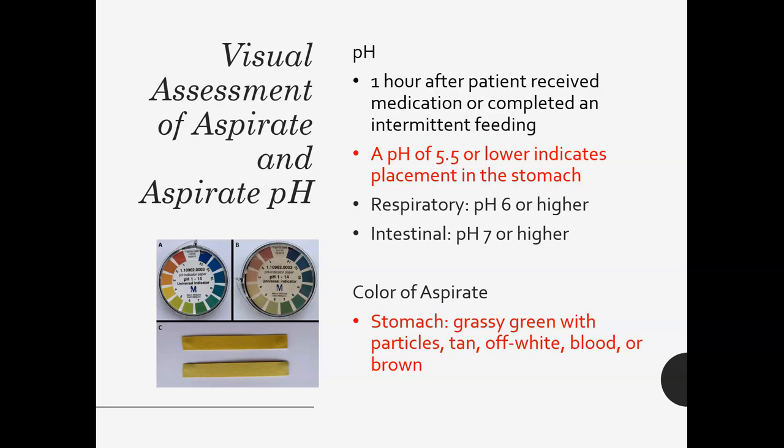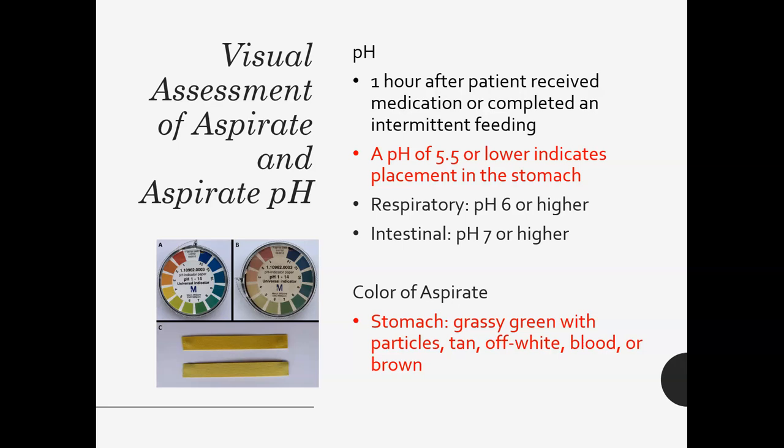Okay, so testing the aspirate pH. So this is important. Make sure you know this, okay? Make sure that you do this if they've had medication or just completed an intermittent feeding, meaning they're not on continuous feedings. You would want to make sure you wait an hour before checking this, okay? Otherwise, the pH will probably be off.